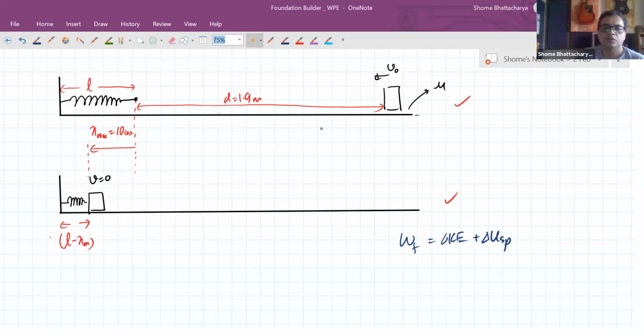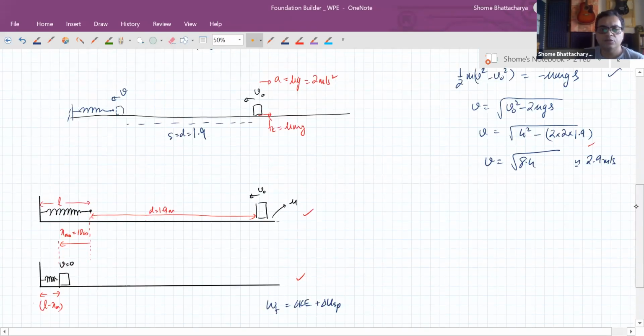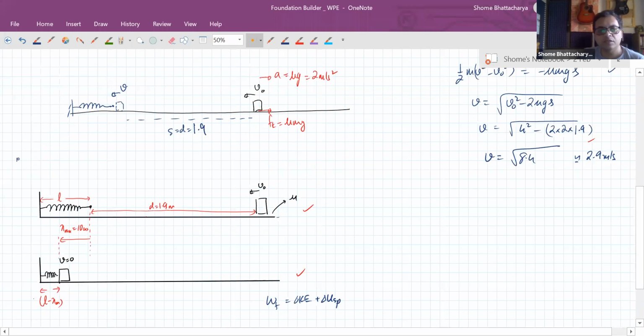I'll scroll up also. So for the second part, you use this to find the potential and the spring constant. You want to find the spring constant, so just use this now. Here to here, okay. See, the total displacement of the block will be d plus that compression. So 1.9 plus 0.1, or 2 meters.